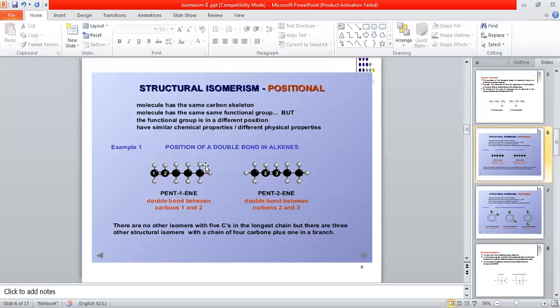Here also you can see the number of carbon atoms is how many? 5. Here the number of carbon atoms is 5. Number of hydrogen atoms is 1, 2, 3, 4, 5, 6, 7, 8, 9, 10. Here also 1, 2, 3, 4, 5, 6, 7, 8, 9, 10. So here only the position will be changed.